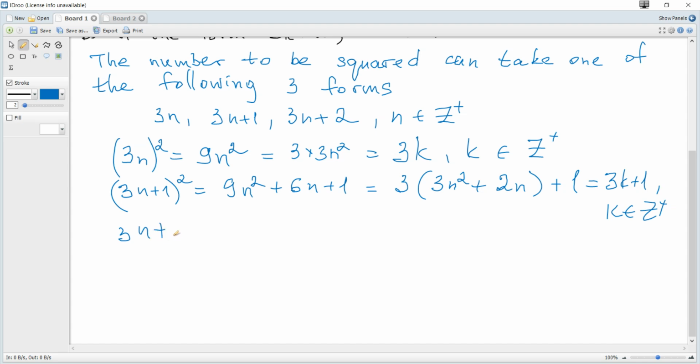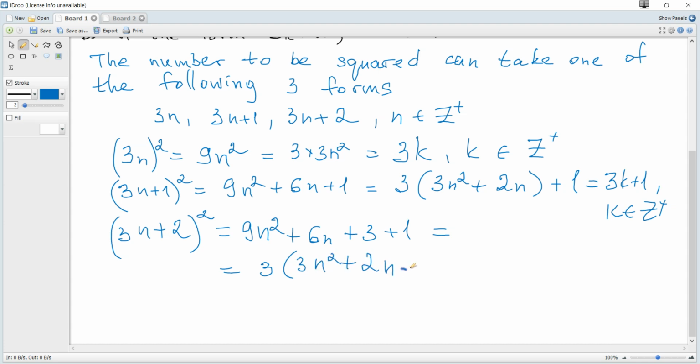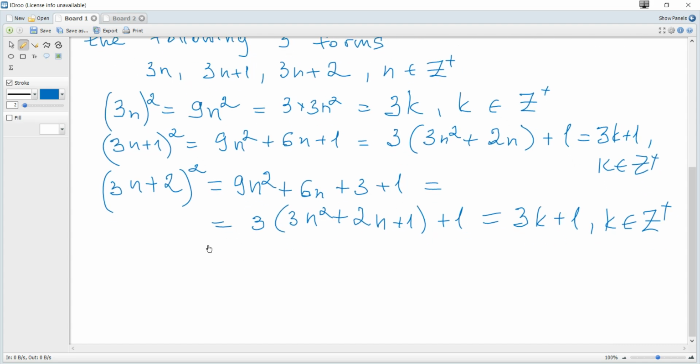And 3n plus 2 squared is 9n squared plus 12n plus 4, and 4 is 3 plus 1, and it becomes 3 times (3n squared plus 4n plus 1) plus 1. You can see that the bracket is a positive integer, so it becomes 3k plus 1, where k is a positive integer.